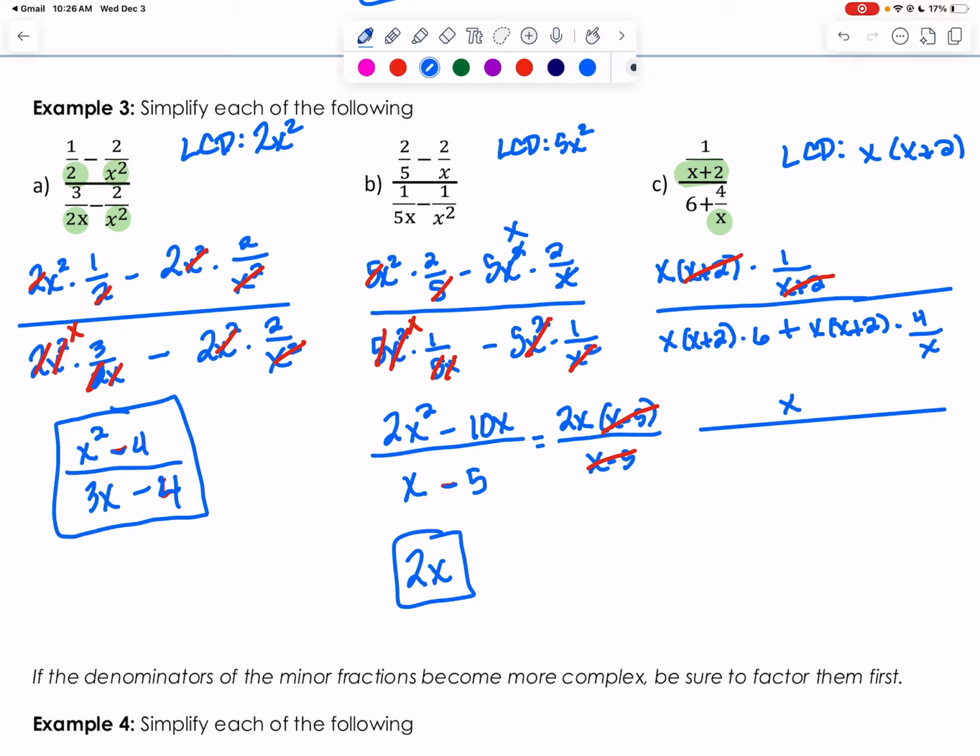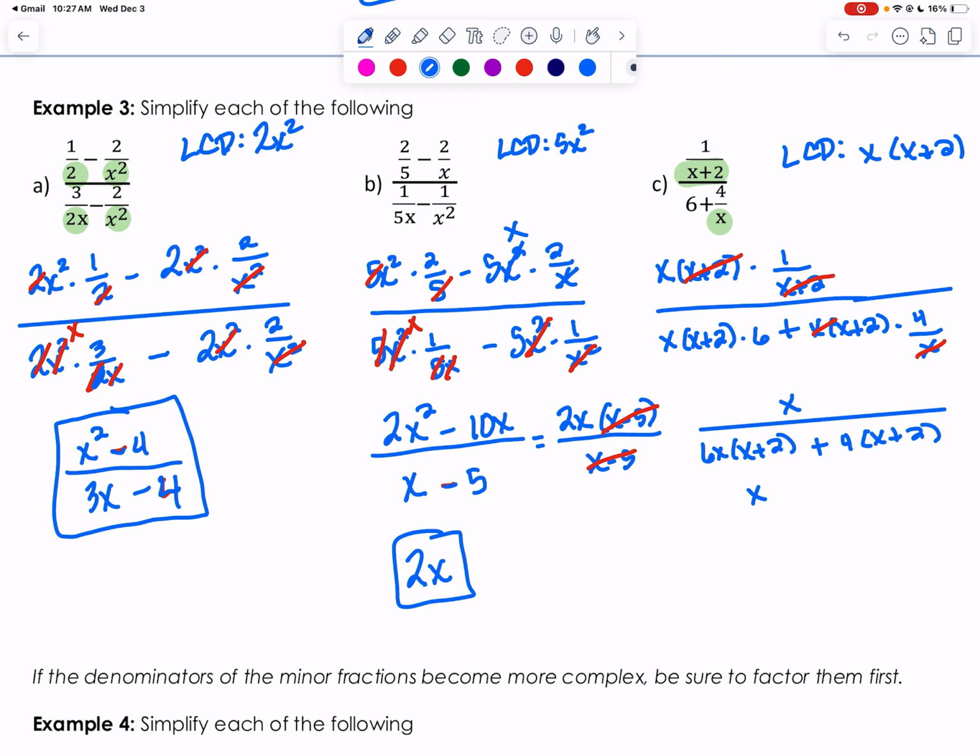On the bottom, my first term, nothing will cancel. So I have x times x plus 2 times 6. So that will simply be 6x(x + 2). Okay, and then my last fraction, the x will cancel with the x, leaving me 4(x + 2). Now, don't cancel anything here because we need to simplify the denominator before we do anything else.